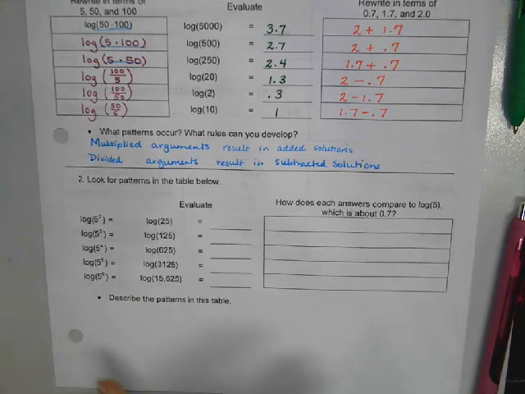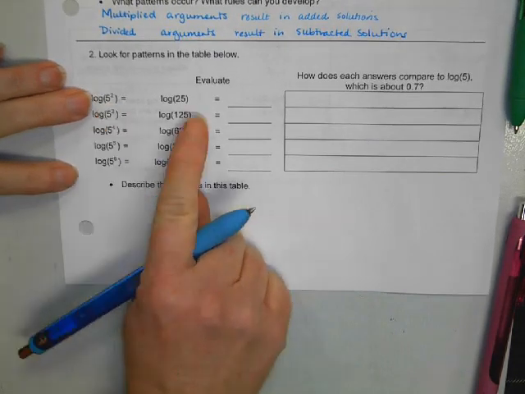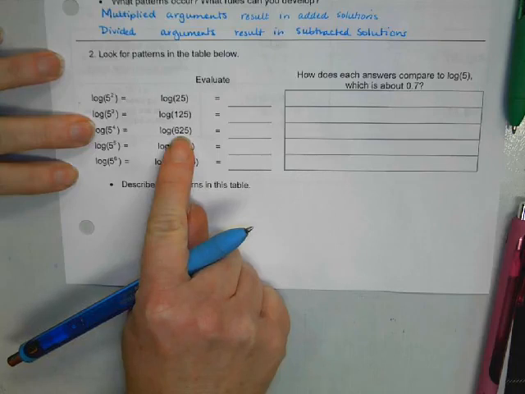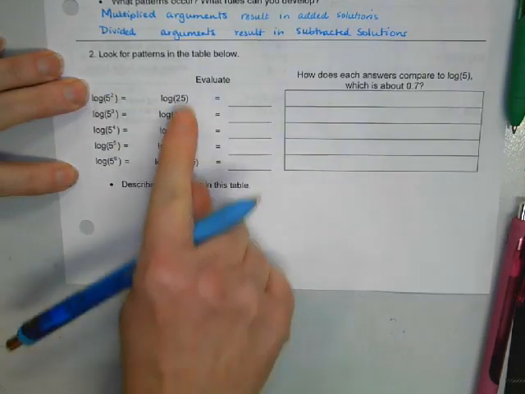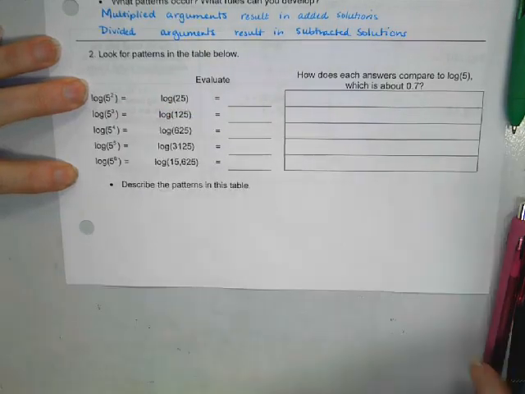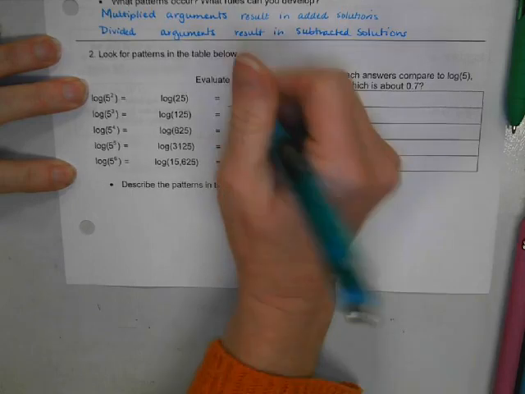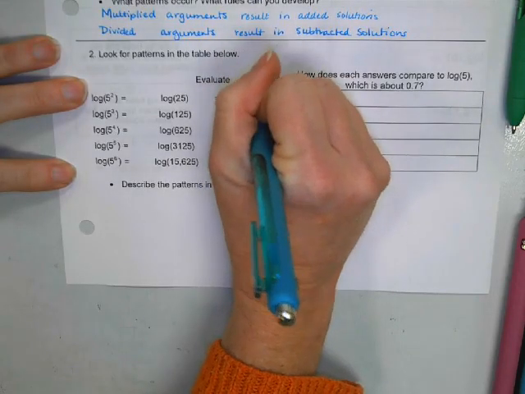All right. So now let's look at a couple of other patterns. So down here, we all agree that 5 squared is 25, and 5 cubed is 125, 5 to the 4th is 625, right? So they went ahead and they squared it and all that stuff for us. So let's go ahead and evaluate these in our calculator. So log 25. 1.4.